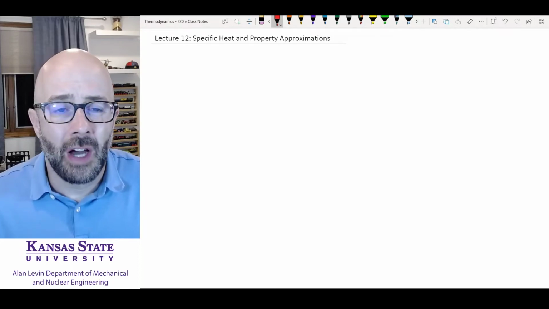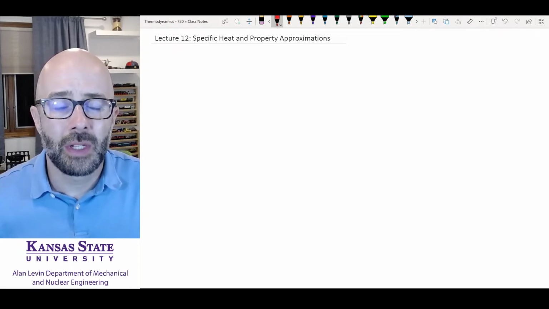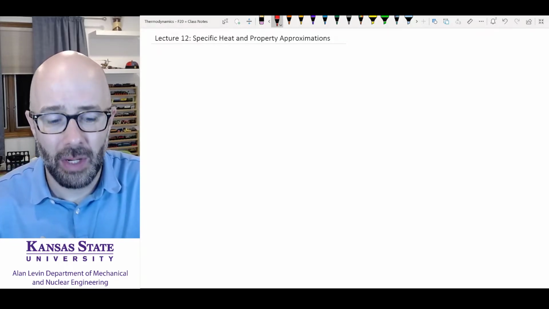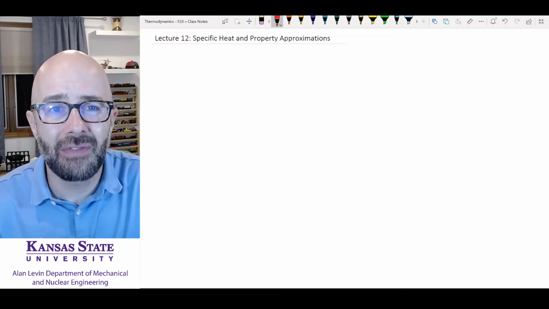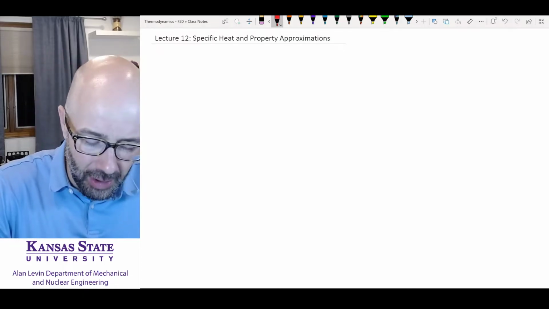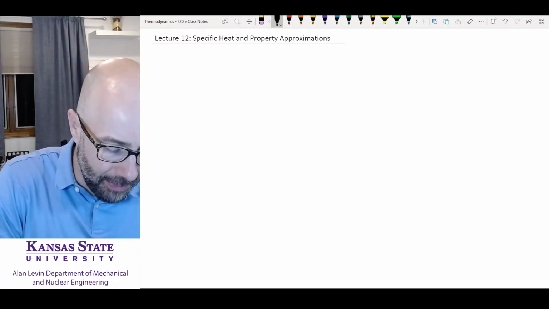Okay, so where we left off before the exam was we were going to talk about properties. We talked about enthalpy. And today what we're going to do is talk about something called specific heat capacity, or heat capacity in general. So let's talk about heat capacity.